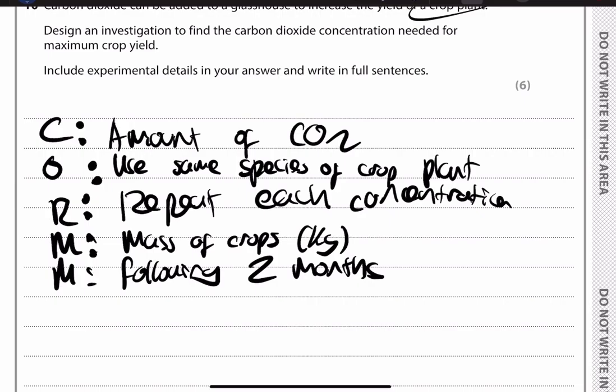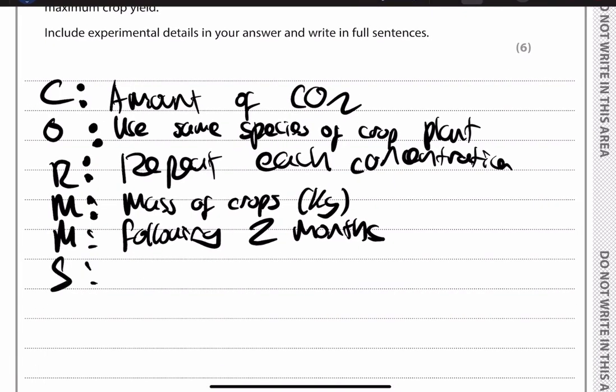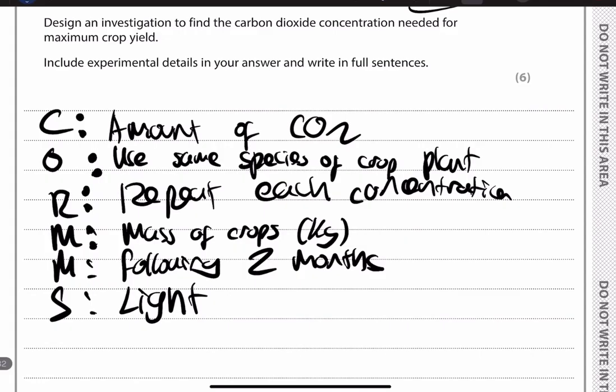Okay, and then we have our S, so our controls. So what are we keeping the same? Well, if we're measuring carbon dioxide, there's many things that are important in terms of keeping the same. We know that light is important in photosynthesis, and if we change the amount of light that the plants receive, it's going to be a problem. So light availability, right? What else? Well, we can talk about temperature, right?